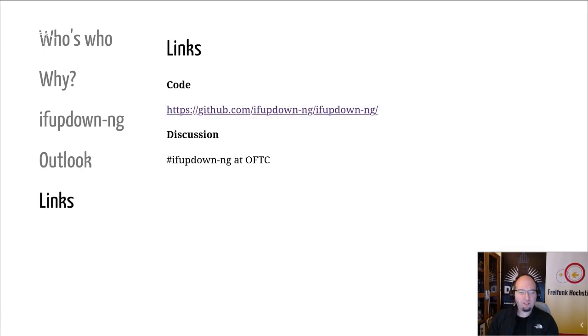Where can you find it? It's on GitHub. So if you play around with it, find some bugs, please leave an issue or maybe a pull request. And if you want to talk about it, please come to OFTC, to the ifupdown-ng channel there. If you want to maintain it in Debian, please come as well. And that's from my end. I'm open to questions. Thank you for listening.